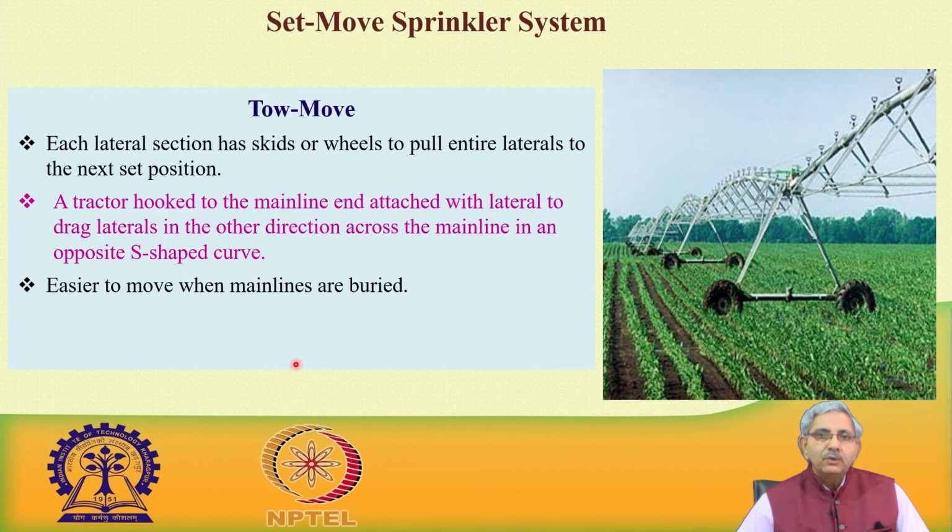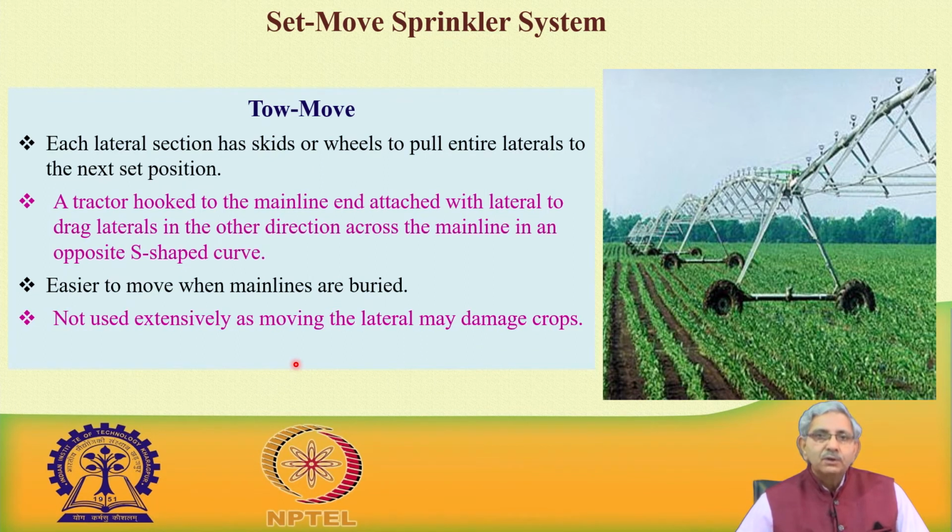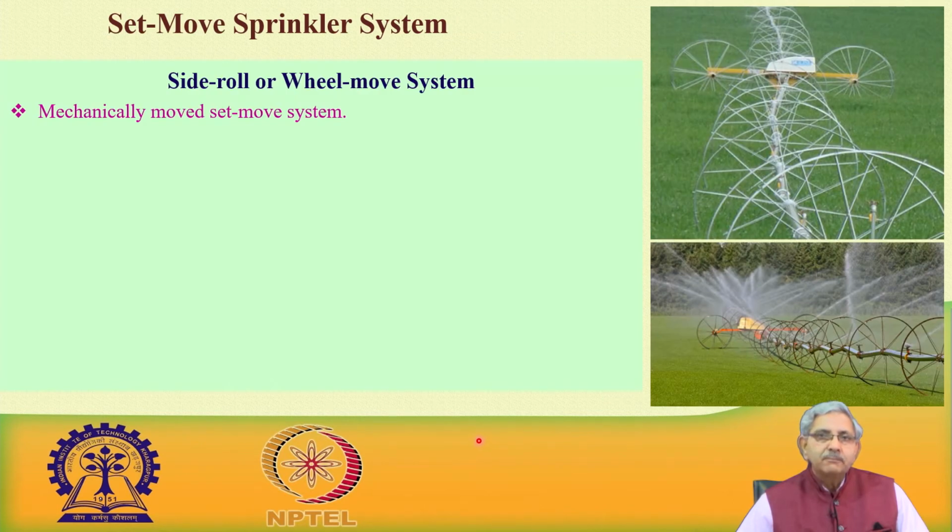Easier to move when main lines are buried. No need to, means this is not used extensively, as moving the lateral may damage the crop. So, basically this system is used for low value crops, means not very expensive ones. So, mainly for forage or row crops it is being used.